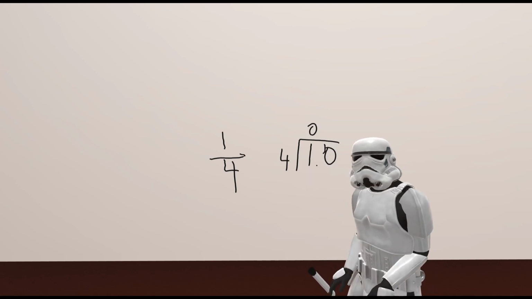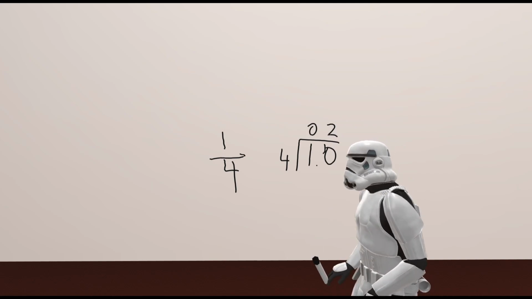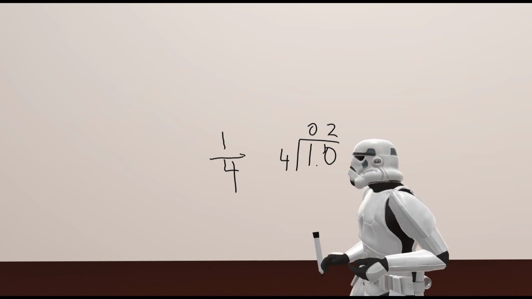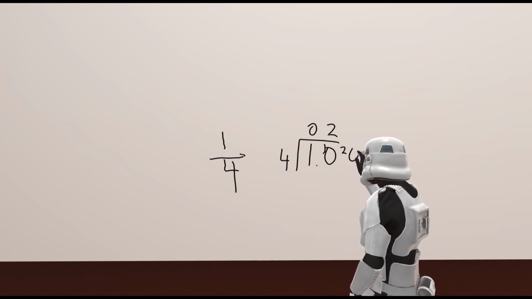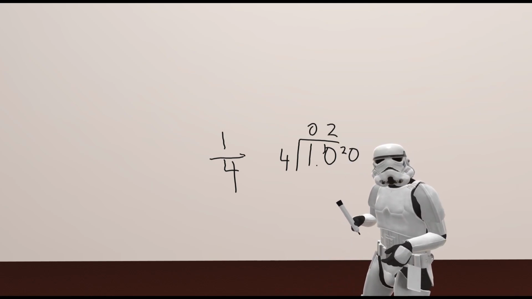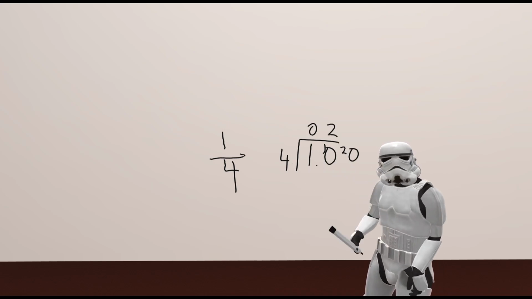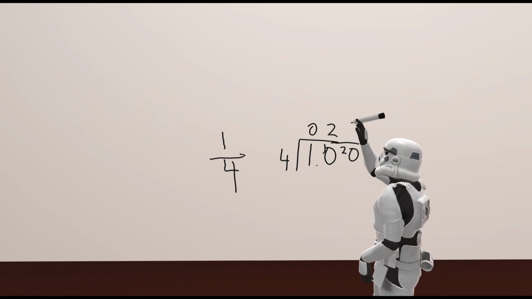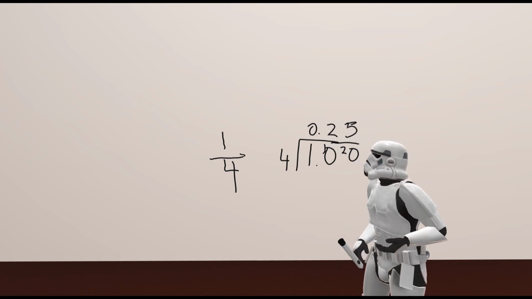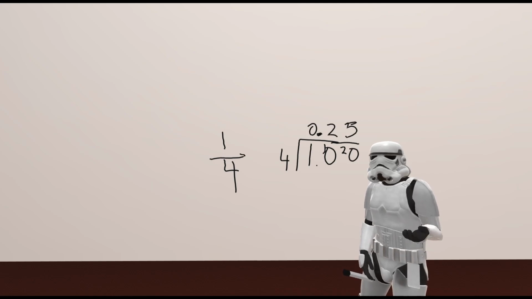So 4 goes into 10 how many times? 2. And then we have 2 left over, because 4 times 2 is 8, so we have 8, and we have 2 left over. We're going to need to write another 0. Now, 4 goes into 20 how many times? 5, because 4 times 5 is 20, or 20 divided by 4 is 5. So as a decimal, 1/4, or 1 over 4, is equal to 0.25.